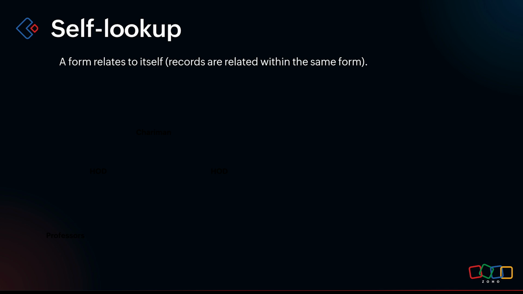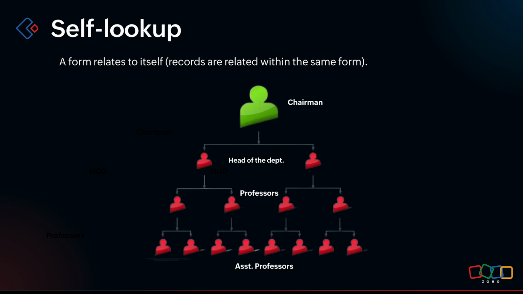To understand it with a use case, here you can see an organization tree. Within my university, I have assistant professors working to handle a course. These people will be reporting to the professors who are working within my university, and the professors will be reporting to the head of the department, and the HODs will be reporting to the chairman. The chairman is the highest position that I have within my university, so this person will not be reporting to anyone.